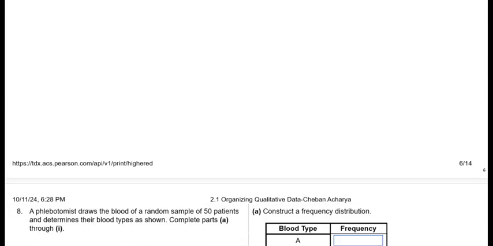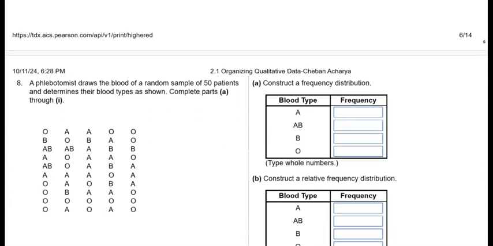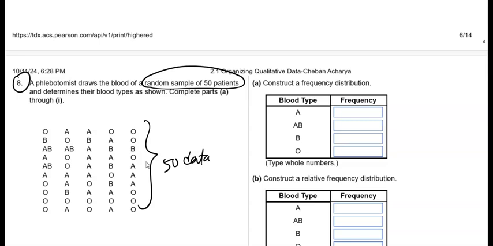All right, question number 8. This is similar to 7. You have qualitative data, which is the blood type of patients. It's sample data of 50 patients. So these are the 50 data here, which is qualitative data. And you've got to find the frequency distribution first.